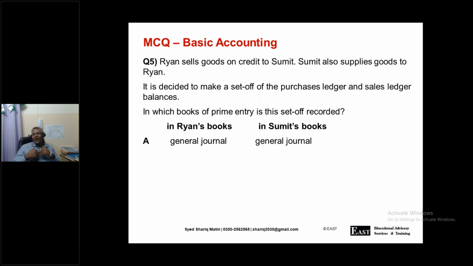Suppose I sell you goods for 1,000 and you sell me goods for 2,000. So rather than I ask you for 1,000 and I give you 2,000, I simply set off 1,000. This is what we are doing here. We are writing contra set off. We are not recording the sales at this point in time. Sales has already been recorded. We are not recording the purchase at this point in time. Purchase has been recorded. The question asks in which books of prime entry is this set off recorded?